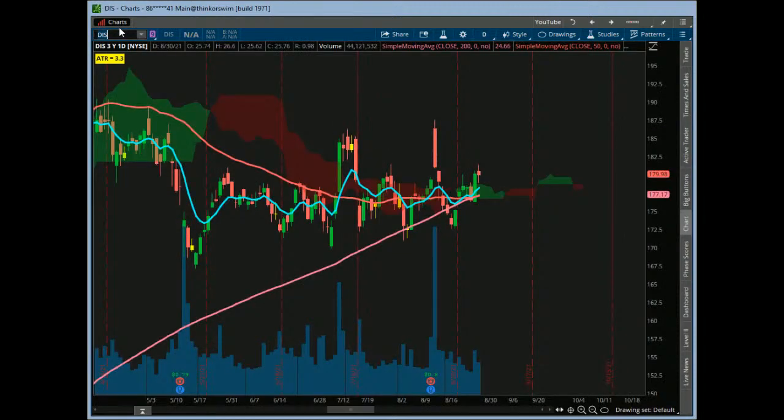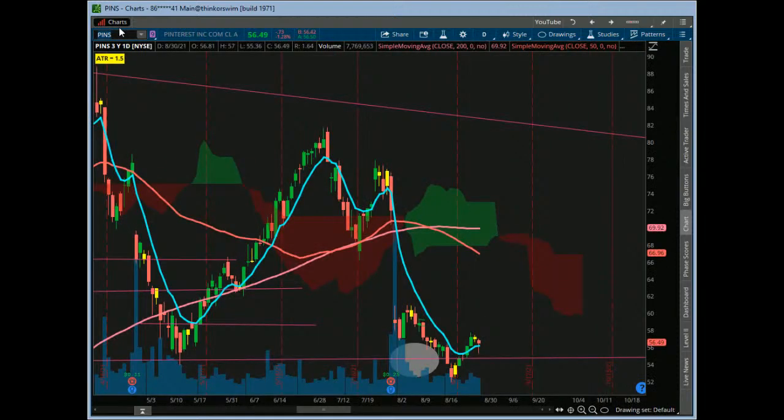Disney could be interesting. Potential doji sandwich going into tomorrow. So keep an eye on it. See if we can break out over today's highs. And then PINS ran out of steam, back to the 80 EMA.